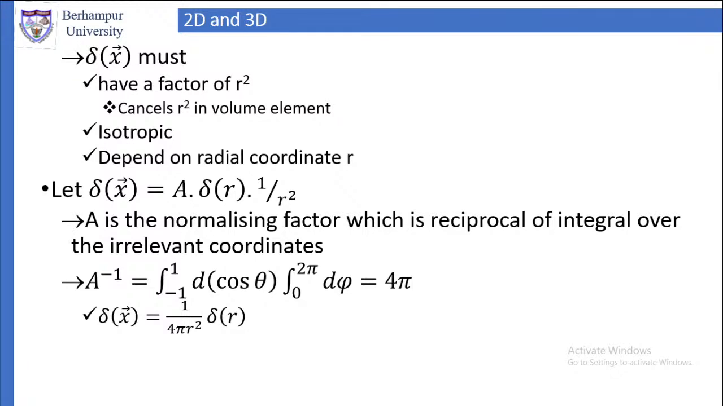So what is important is, remember, in 3D delta(x) is equal to 1 by 4 pi r square delta(r). The derivation is not important. Important is this 1 by 4 pi r square delta(r). This is what is important. This is what we are going to use.